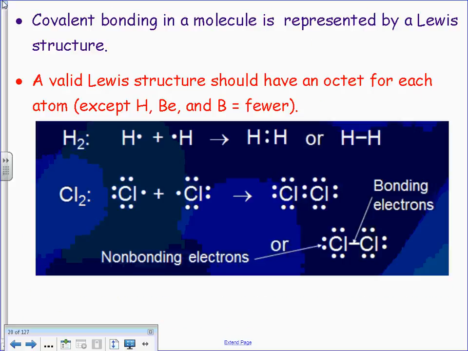Draw yourself an example of a Lewis dot structure in its simplest form. You can draw them with bonding electrons in the middle as two dots, or you can draw them as a dash. You will see me draw them as a dash most often. But a couple of lights off.